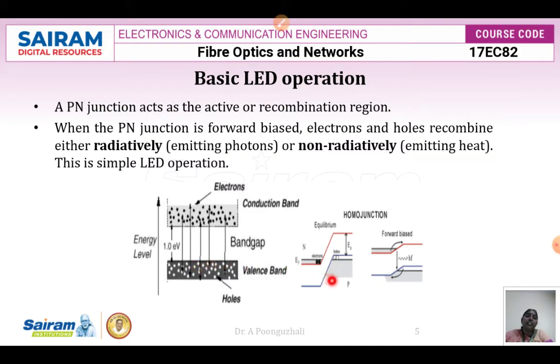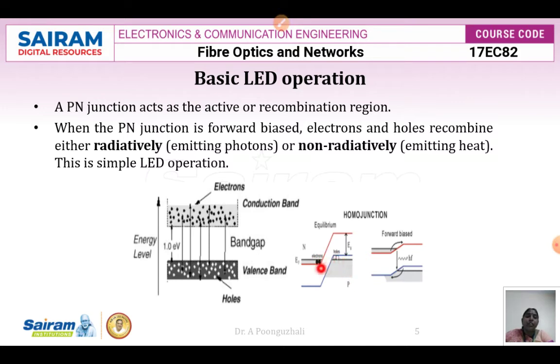Here we can see that this is a homojunction. Homojunction means the p and n types are made of the same material. This is your energy band diagram, where this is the p-type material and this is the n-type material. In the n-type material, we are going to have the electrons present, and in the p-type material, we are going to have the holes present.